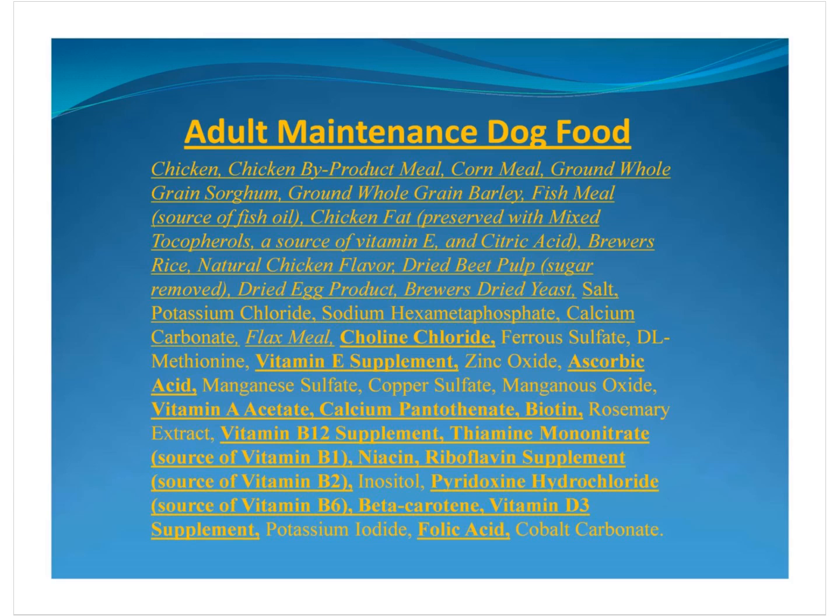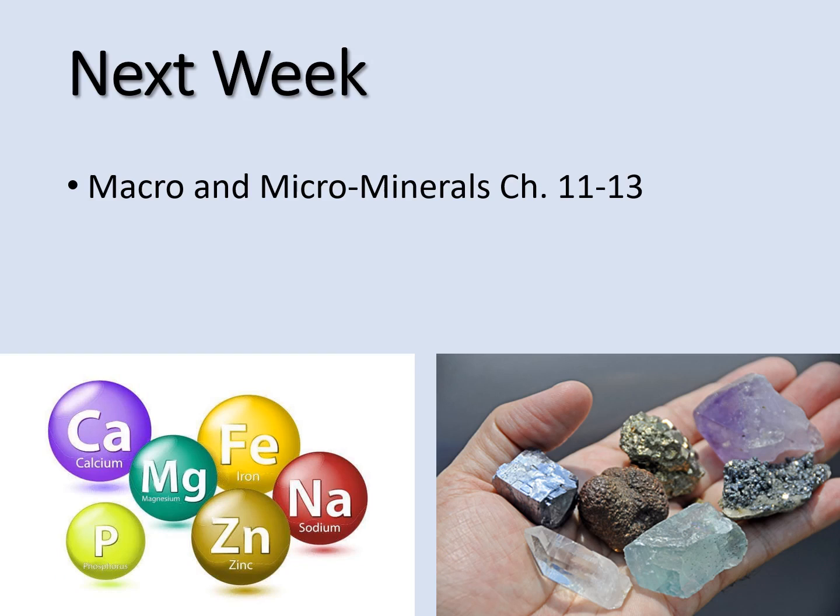So here's just an example of an adult maintenance dog food, just to give you an idea of what's in there. And I've highlighted or bolded and underlined some of those vitamins in there, just to give you an idea of what a dog food may look like, what they add, right, to the diet. Okay, so not only does the food stuffs have a source of vitamins, but also they add in the supplemental vitamins as well. Okay.